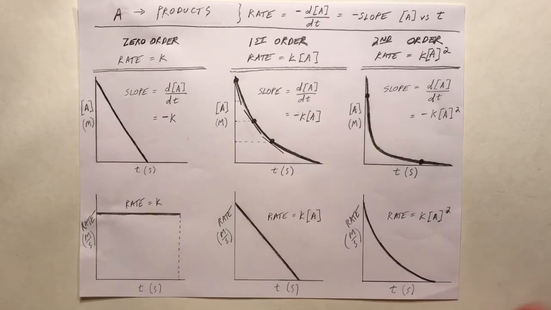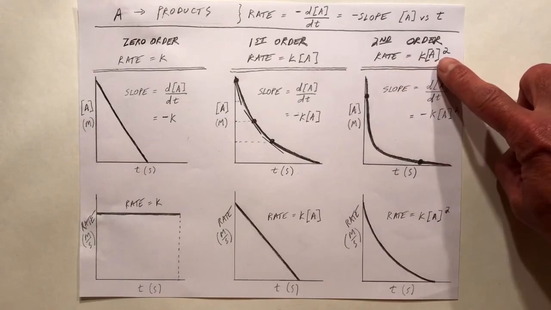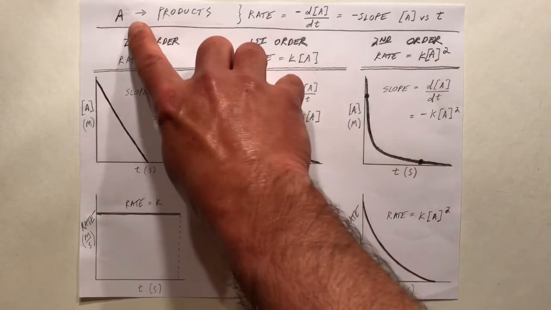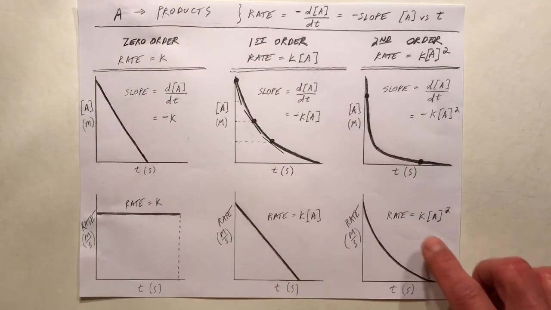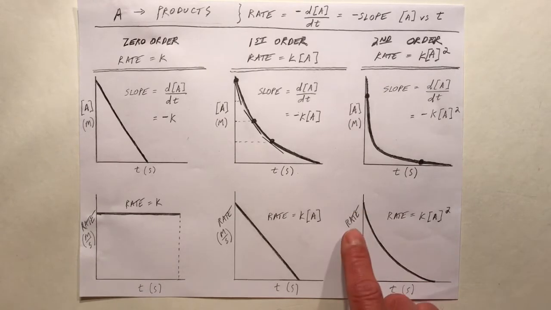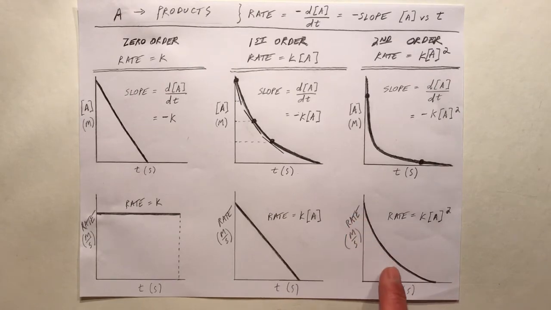In a second-order reaction, because the rate is equal to concentration squared, any changes in concentration as A diminishes would square and change the rate. So the rate will diminish more drastically. And we're going to see definitely some kind of a curve here and probably a bigger curve than we would see for any first-order reaction.